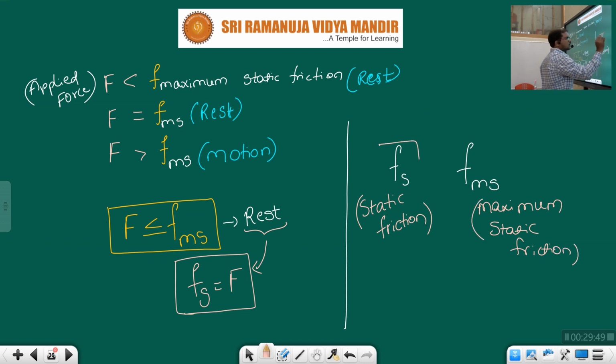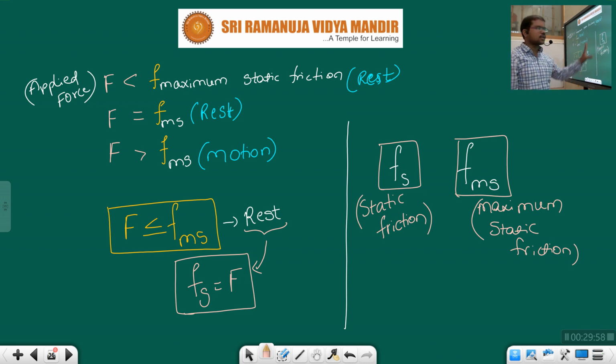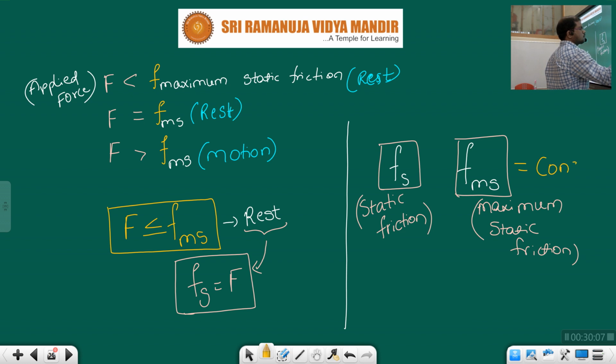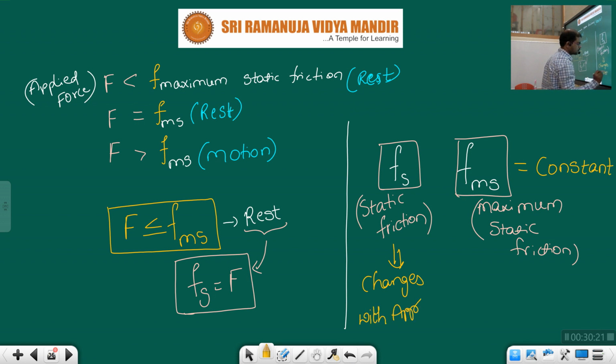Okay children, both are different quantities. We should not think both are equal. Fs is different, FMS is different. FMS means maximum static friction, children. The value is constant. But this value changes with applied force.